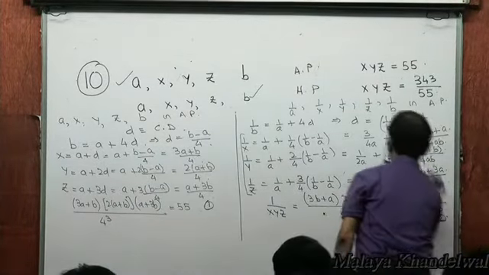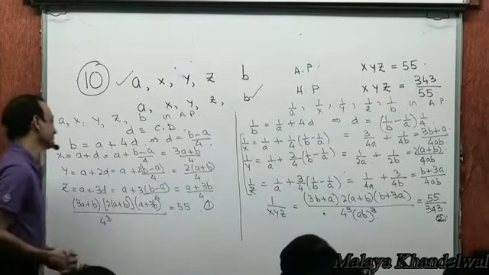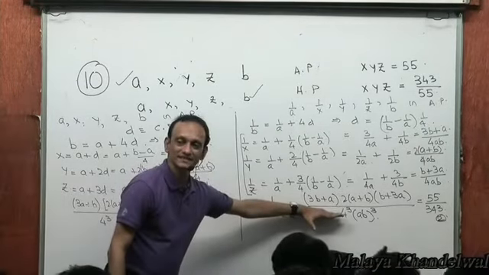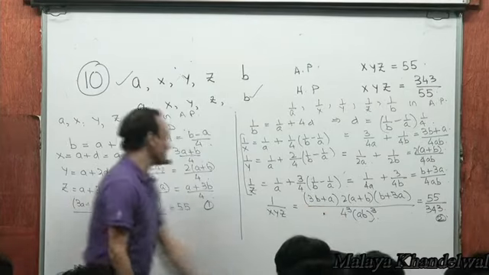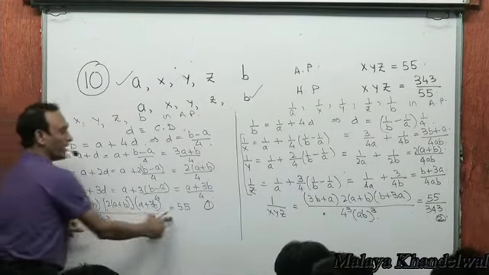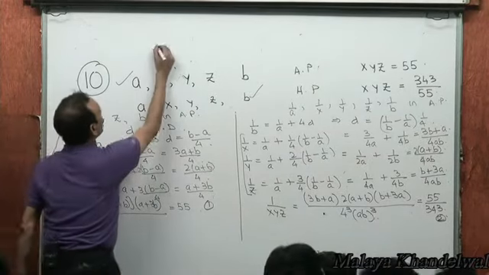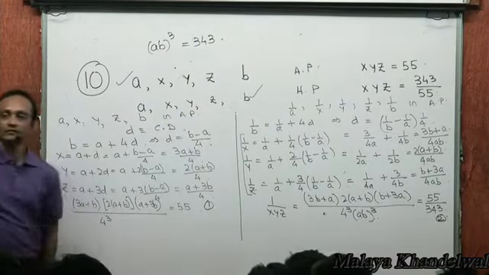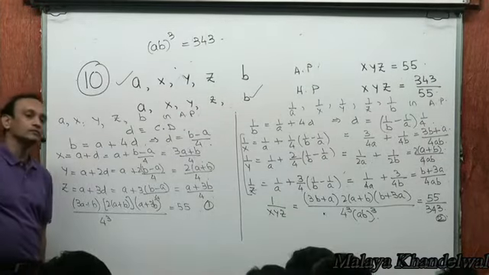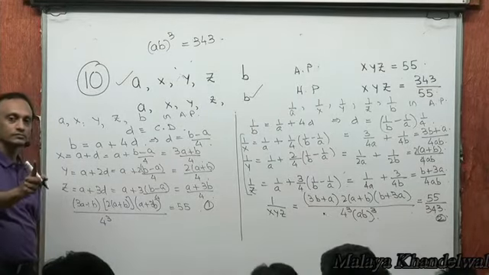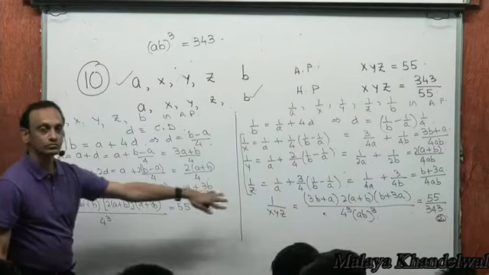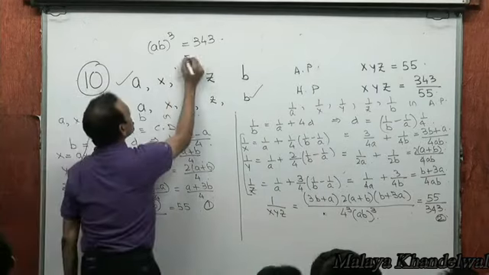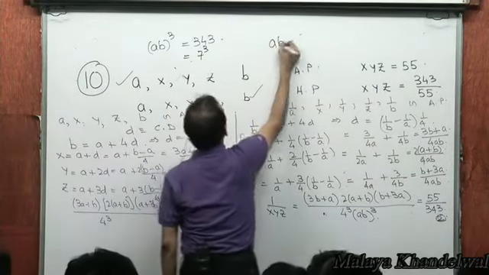This is 2. Divide this by this. 55 will get cancelled. When I divide equation 1 by 2, 55 will get cancelled. I get ab cubed equal to 343. Yes or no? Question? Dividing 1 by 2. Right? Which is 7 cubed. ab is 7.